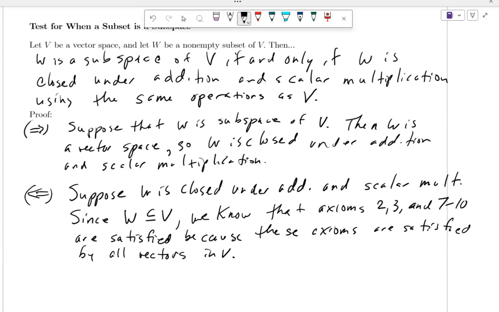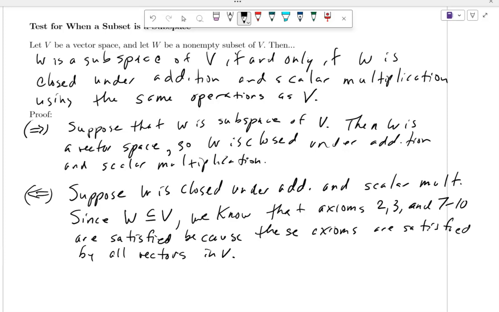Again, the idea here is that everything in W is also in V, right? And we already are assuming that V is a vector space. And so again, just to reiterate, being a vector space tells you lots of information, right? In particular, the 10 axioms are satisfied. I don't need to worry about 2, 3, and 7 through 10 because it's not saying anything about special vectors.